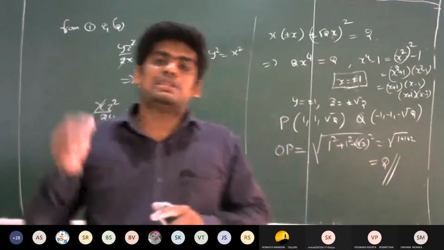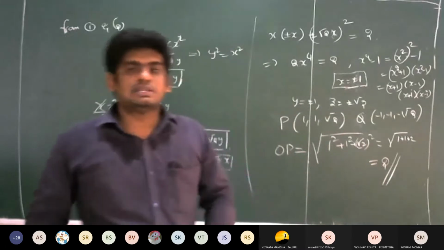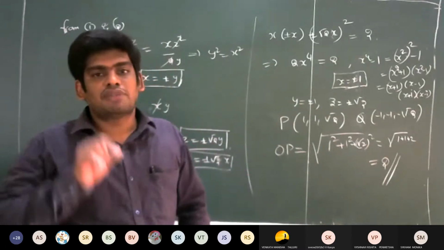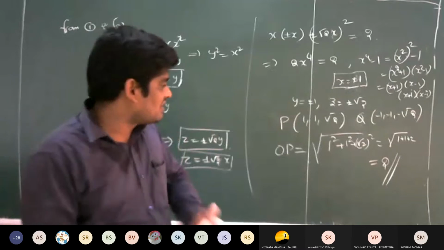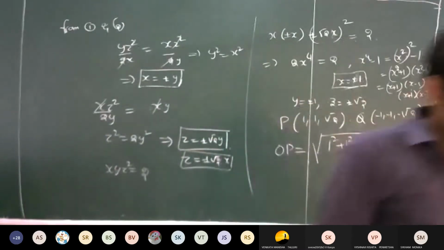So that is the point on the surface from the origin. So that is OP, right? So OP is the shortest distance from the origin to the surface. So its value is 2. So is it clear?